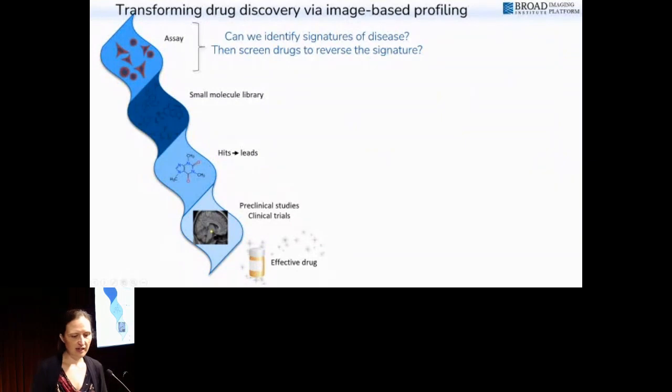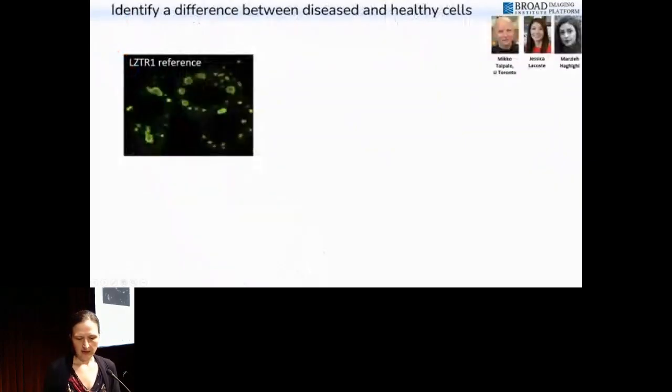So we'll begin at the beginning with an example that I think is on the simpler end of the spectrum to understand. Can we identify signatures of disease and then screen drugs to reverse the signature? This project is pretty exciting to me because it literally has the potential that what we find in this study could impact patient care. So we're working with a collection of rare diseases. This is in collaboration with Mitochondrial at the University of Toronto.